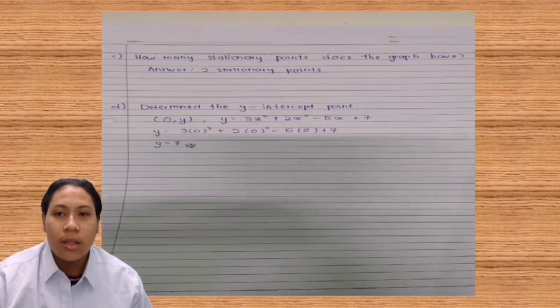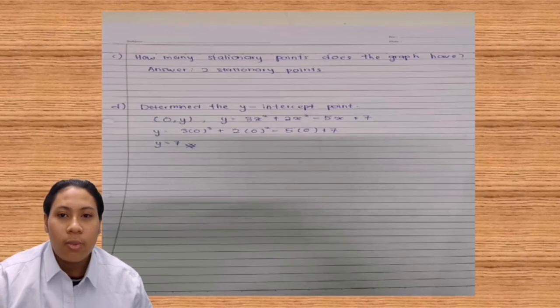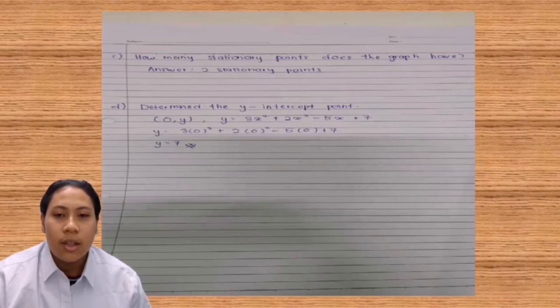Question D. Determine the y-intercept point, where the coordinates are 0 and y. The equation is y equals 3x squared plus 2x squared minus 5x plus 7. Then replace x with 0. The equation will be y equals 3 times 0 squared plus 2 times 0 squared minus 5 times 0 plus 7, and you will get the answer for y will be 7. Thank you.